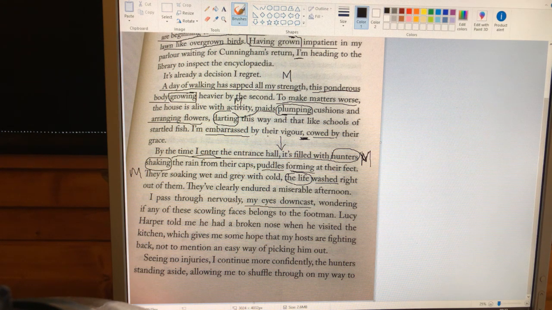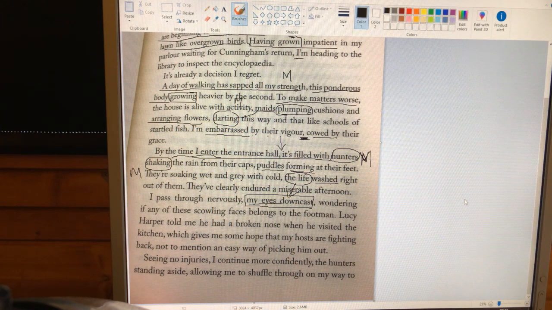It's actually much more similar to the next absolute phrase, which is my eyes downcast. So here we've got an absolute phrase that is interrupting the main clause. Notice that it starts with a noun, my eyes, and then it describes that noun, downcast. So this absolute phrase doesn't have a participle, it just has an adjective next to the noun, modifying the noun. But this absolute phrase is surrounded by commas because it comes in the middle of I pass through nervously, wondering if any of these scowling faces. Yeah, it interrupts that main clause, and so we need a comma on both sides.